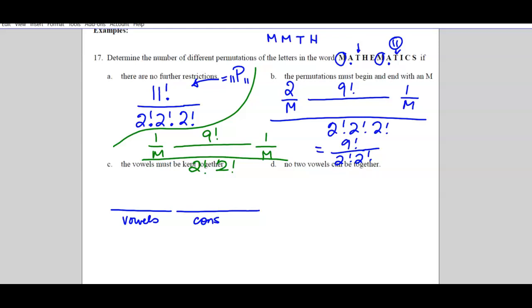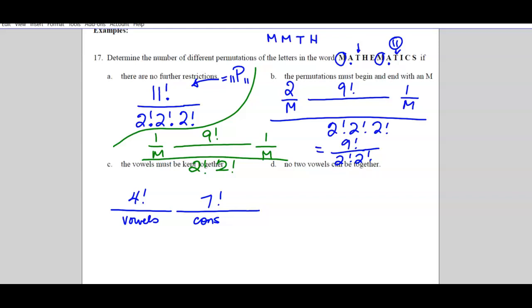So vowels together, another question. So how many vowels are there? So 1, 2, 3, 4 vowels. Okay, consonants would be 7. This would be the answer if they were all different and started with vowels. Okay, they're not all different. And it says just anywhere. Vowels that must be kept together.